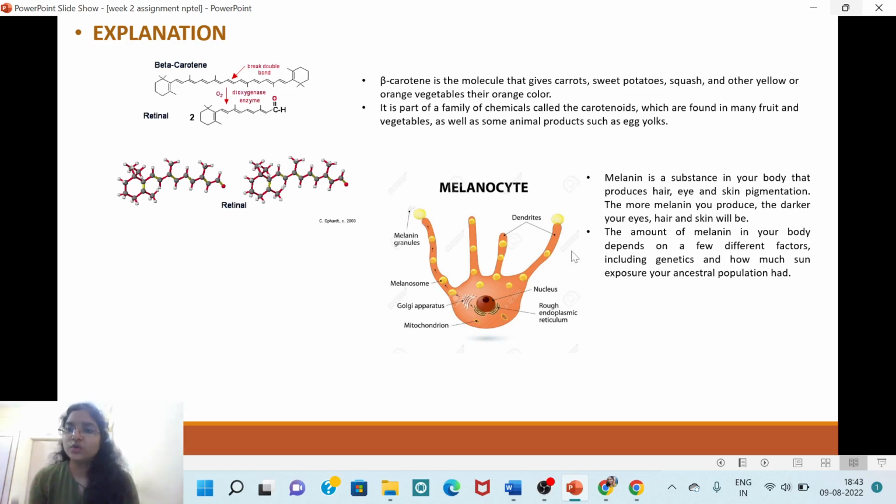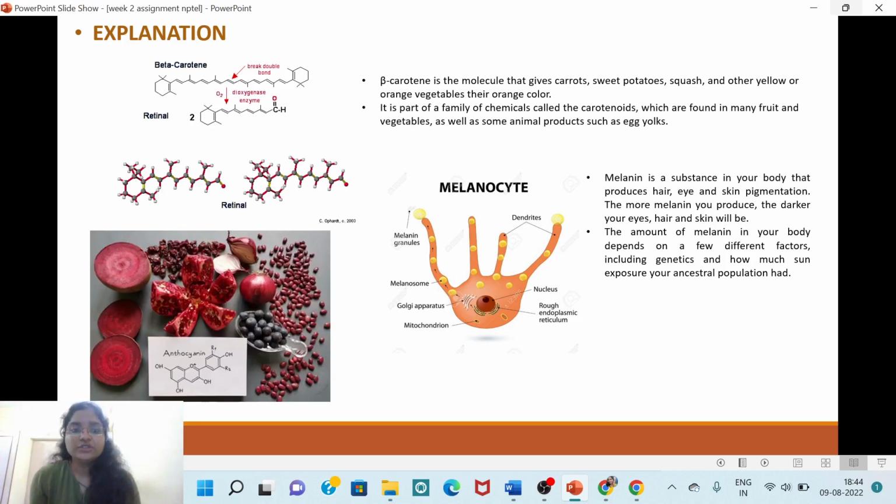So if you have more melanin, your hair is more black, your skin is also more black if you produce more amount of melanin in your body. So melanin is also a natural pigment. Moving on to the next one, anthocyanin is also a natural pigment.